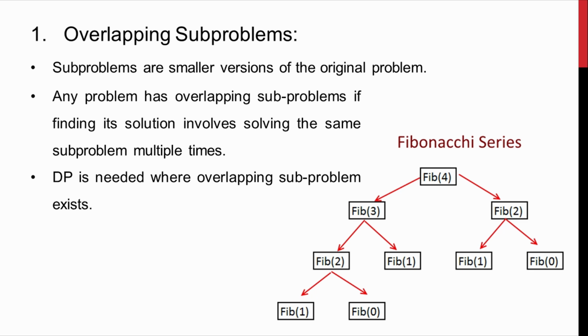Take an example of the Fibonacci number. To find Fibonacci 4, we break it down into the following subproblems. For Fibonacci 4, we divide into Fibonacci 3 and Fibonacci 2. Fibonacci 3 is again divided into Fibonacci 2 and Fibonacci 1. Fibonacci 2 is divided into Fibonacci 1 and Fibonacci 0. And on this side, Fibonacci 2 is divided into Fibonacci 1 and Fibonacci 0. We can clearly see the overlapping subproblems pattern here, as Fibonacci 2 has been evaluated twice, Fibonacci 1 has been evaluated 3 times, and similarly Fibonacci 0 is evaluated 2 times.